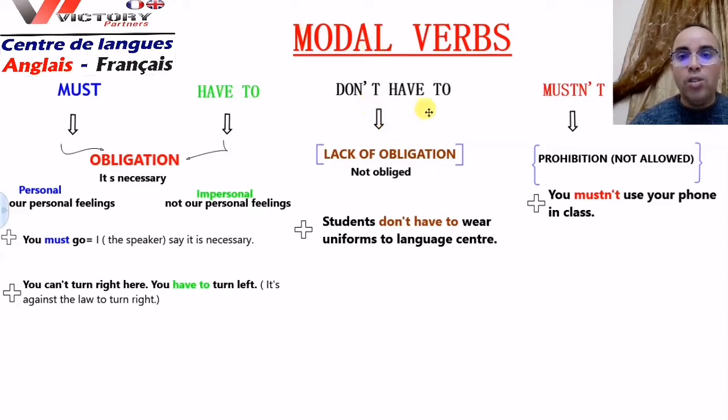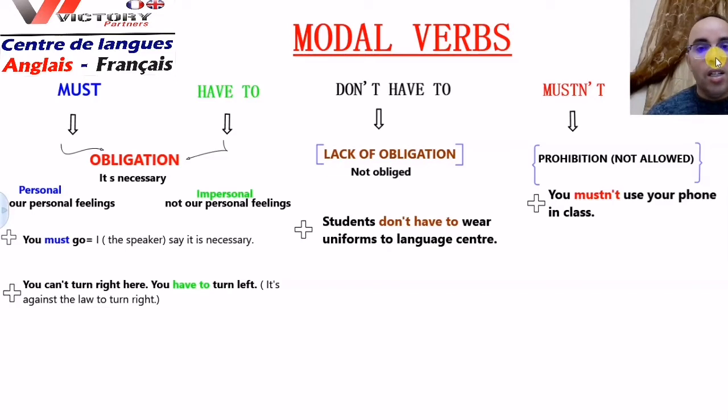Don't have to expresses the lack of obligation. It means there is no obligation. It's the opposite of must or have to. So you are not obliged to do something. Example, students don't have to wear uniforms to the language center. It means students are not obliged to wear uniforms. But if they want, they can wear them.